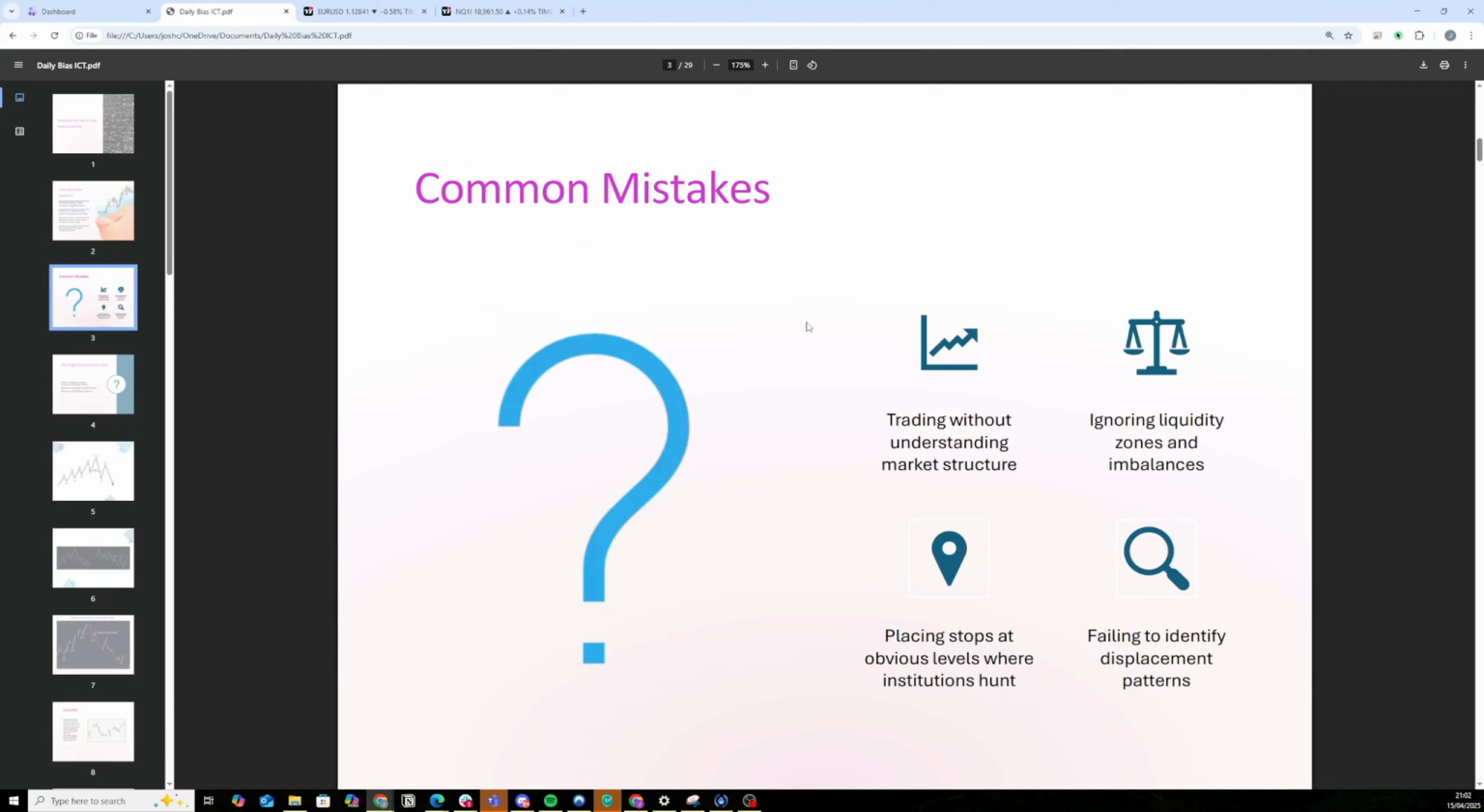Now, some of the most common mistakes that people make with daily bias in ICT is they trade without understanding market structure, which we'll go through today. We did cover it in the ICT basic session, but we'll briefly touch on it again. They ignore liquidity zones and imbalance, which is what price likes to draw to in terms of ICT, so we're going to touch on that a little bit as well. And then they place their stop losses in the wrong places, which gets them faked out, and then price goes in their direction. And they fail to recognize displacement. Displacement in ICT terms is one of the most important things to look for, so we're going to be covering that also today.